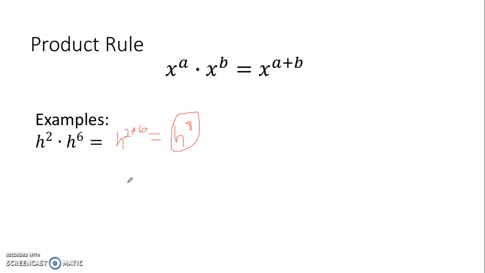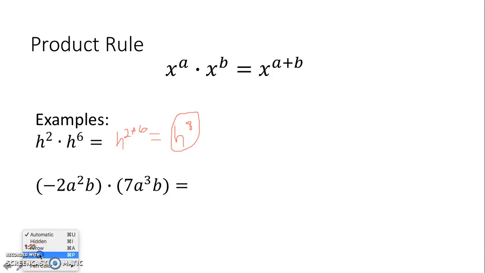And so our next example, we have negative 2a to the 2nd power b times 7a to the 3rd power b. Now remember, all of these spaces in between the constant and the variables are multiplications. So it's negative 2 times a squared times b. So just be aware of that. So what you're going to do first is multiply the constants together.